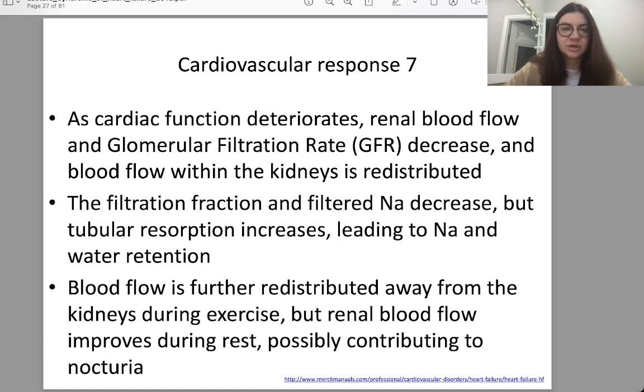As cardiac function deteriorates, renal blood flow and glomerular filtration rate decrease, and blood flow within the kidneys is redistributed. The filtration fraction and filtered sodium decrease, but tubular resorption increases, leading to sodium and water retention. Blood flow is thus redistributed away from the kidneys during exercise, but renal blood flow improves during rest, possibly contributing to nocturia.